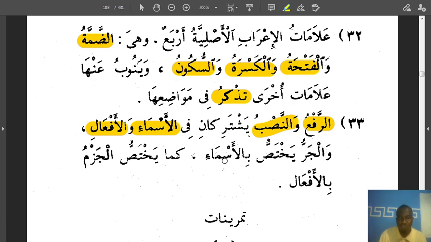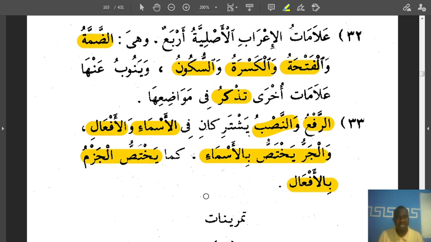وَالْجَرُّ يَخْتَصُّ بِالْأَسْمَاءِ. But jar, which is basically the kasra, is specifically for nouns. كما يختص الجزم بالأفعال, and jazm, which is sukun, is also specifically for verbs. Okay, al-jarru is the genitive case, and then al-jazm is the jussive case.